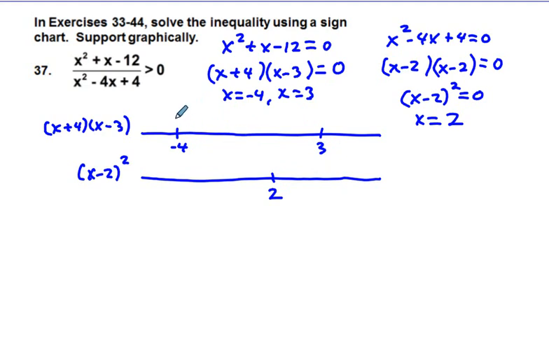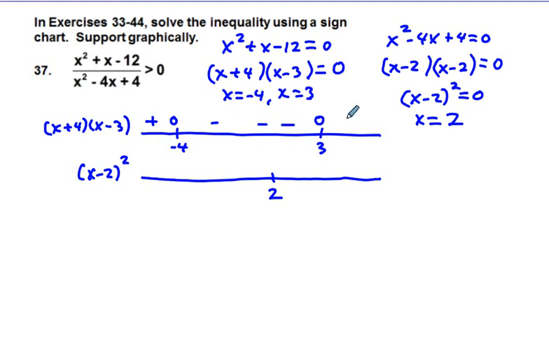And then on the numerator, we have our zeros at x equals negative 4 and at x equals 3. For numbers less than negative 4, we have a negative times a negative, which is positive. And between negative 4 and 3, we have negative.